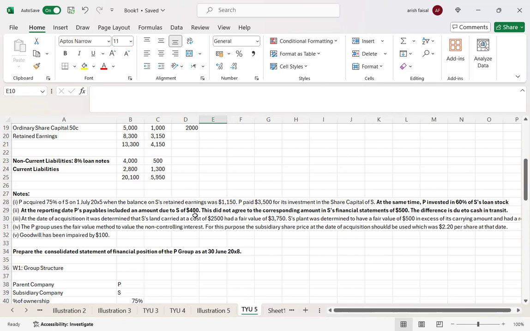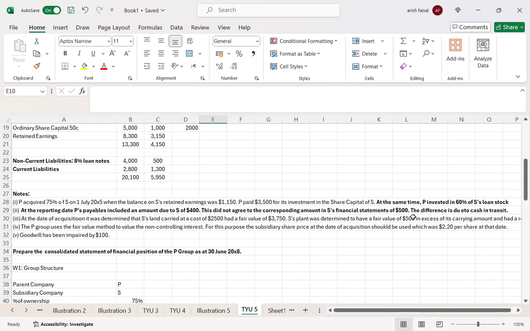If the amount is balanced and agreed by both the parent and the subsidiary. But normally what will happen is that in the exam question, these balances will not be tallied. The parent is saying that I have to pay 400 to the subsidiary, but let's see what the subsidiary has to say. This did not agree to the corresponding amount in S's financial statement of 500. The subsidiary is saying that no, you don't have to pay me 400. I have to receive instead 500 from you. So from the subsidiary side, it's 500 receivable, but from the parent side, it's 400 payable.